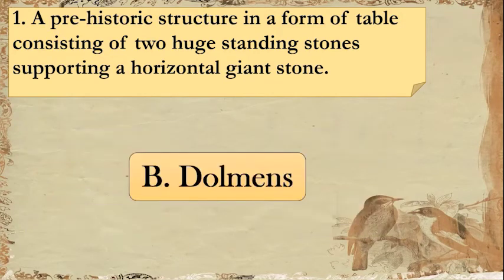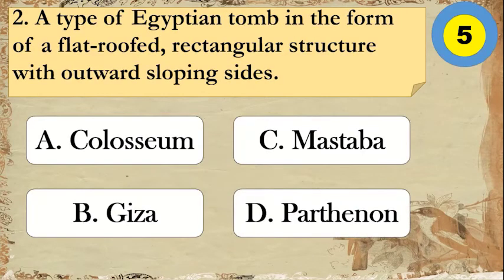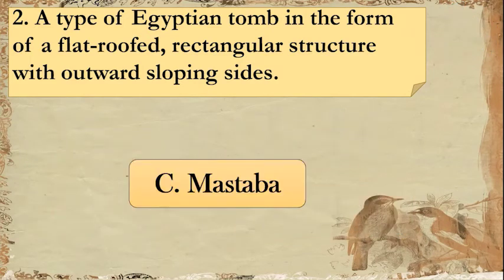The correct answer is letter B. Dolmens. Number 2. A type of Egyptian tomb in the form of a flat-roofed rectangular structure with outward sloping sides. A. Colosseum. B. Giza. C. Mastaba. D. Parthenon. The correct answer is letter C.